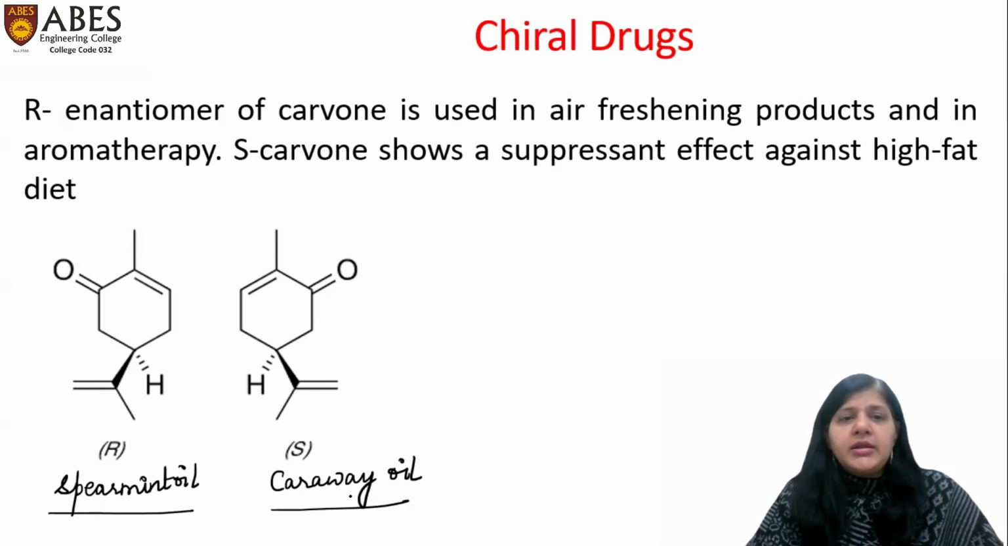Also, their action is extremely different when they are used in the human body. The R enantiomer has a freshening effect and is used in aromatherapy, whereas S carvone is used as a suppressant against the high fat diet.